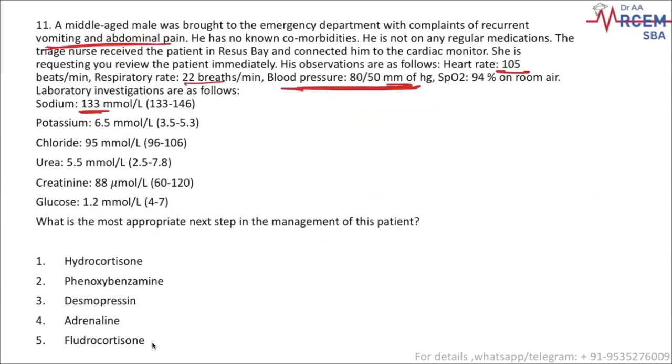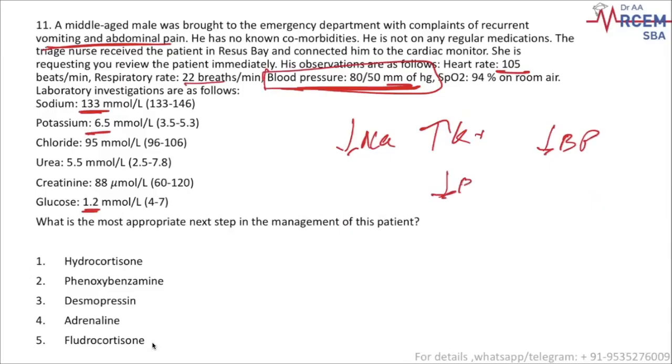Investigation values show sodium on the lower side and potassium significantly higher. Right now I am thinking of Addison's disease or Addison's crisis here. Along with it, hypotension is present and glucose is on the lower side. Keeping all this together, you are strongly suspecting what? Adrenal crisis here. Whenever you are suspecting an adrenal crisis, you give hydrocortisone.